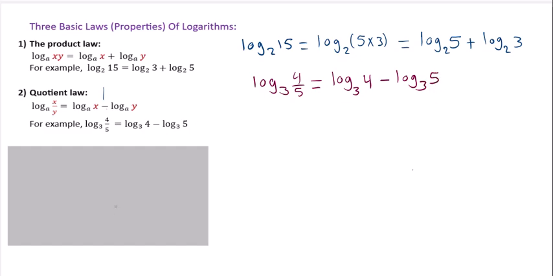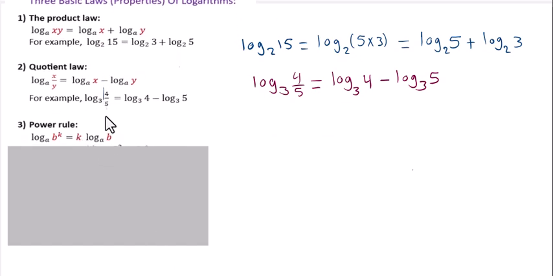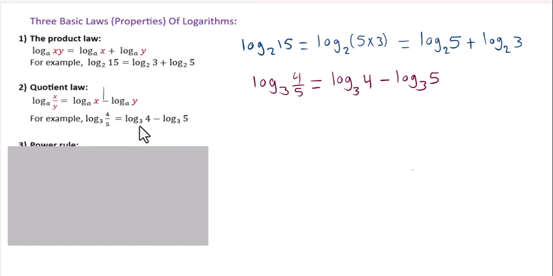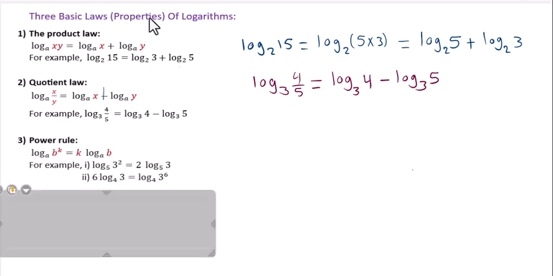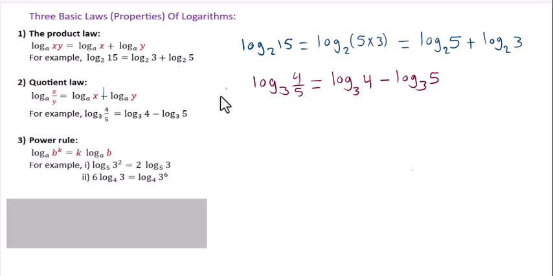The third property is called the power rule. And here if I have log to base a of b raised to the power k, the power k is actually for b, so b is raised to the power k. So what shall I do with this? k can be the coefficient of the entire log, so it equals k multiplied by the same log but without the power.